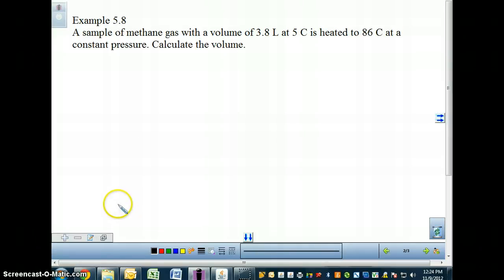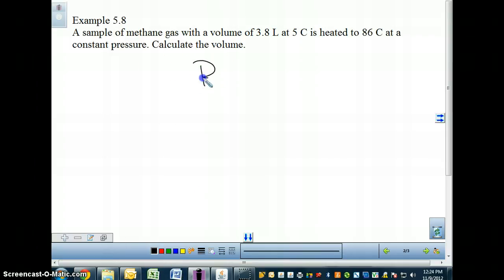The following is an explanation of example 5.8 out of the textbook, located on page 200. We're given a sample of methane gas with a volume of 3.8 liters at 5 degrees Celsius. This sample is then heated to 86 degrees Celsius at a constant pressure. We are then instructed to calculate the volume.